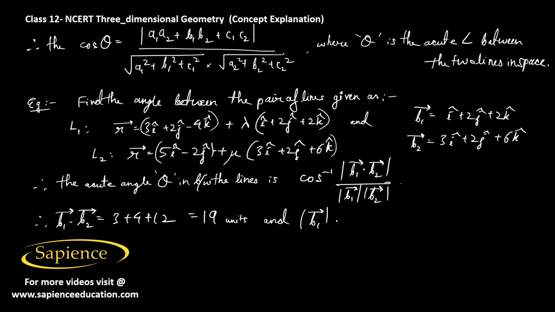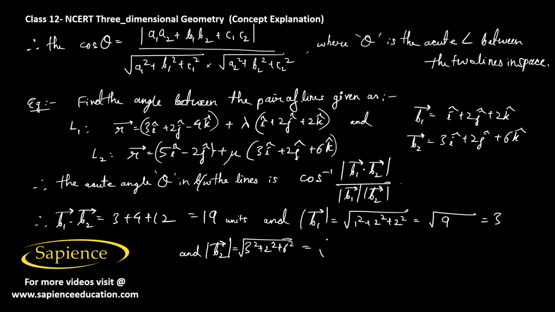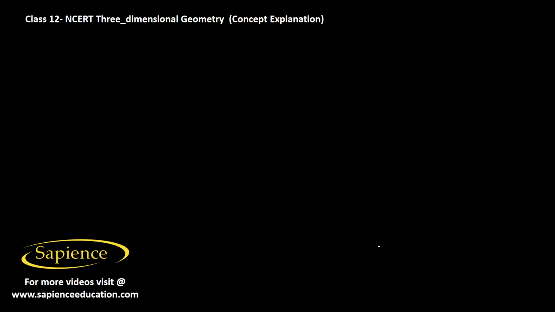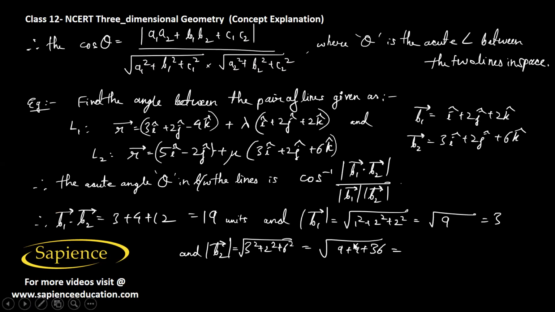And then the magnitude of b1 vector would be equal to square root of 1 square plus 2 square plus 2 square. So that would be equal to root over 4 plus 4 plus 1, so root over 9, that is 3. And the magnitude of b2 would be equal to 3 square plus 2 square plus 6 square, so 9 plus 4 plus 36, that is 49, square root of 49, that is 7.